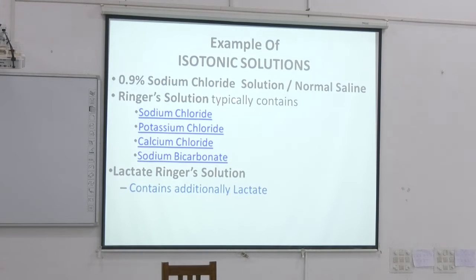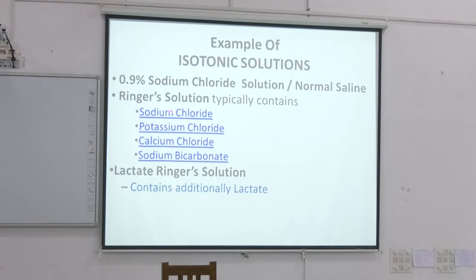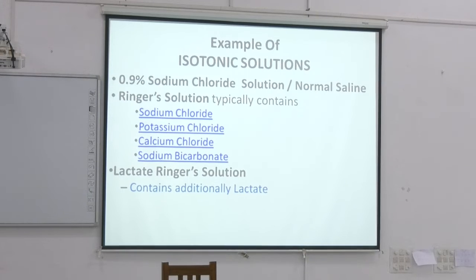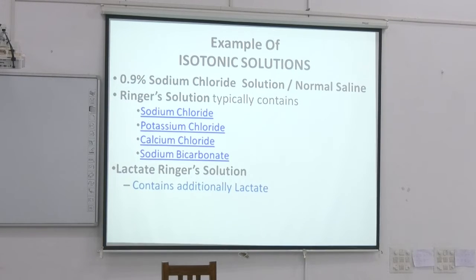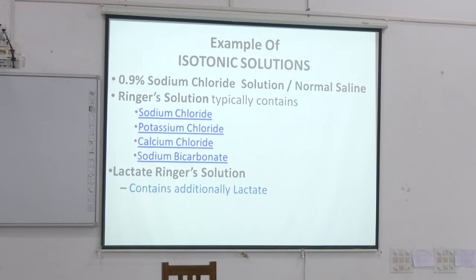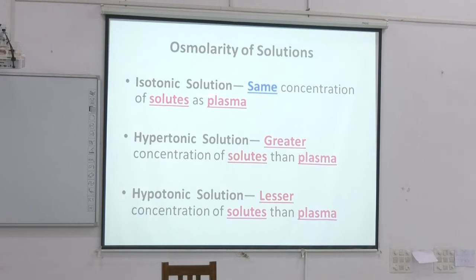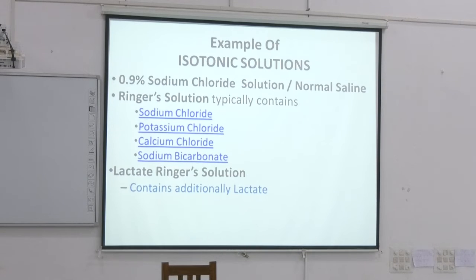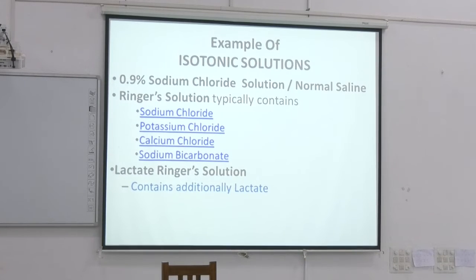to maintain the health status of the patient. Ringer lactate. You have to know at least the meaning of Ringer solution: that it contains sodium chloride, potassium chloride, calcium chloride, sodium bicarbonate. 0.9% sodium chloride solution. These are all isotonic solutions. What is the meaning of isotonic? Same concentration of solute as plasma. So to maintain isotonic condition, we use Ringer lactate solution, normal saline. Okay.